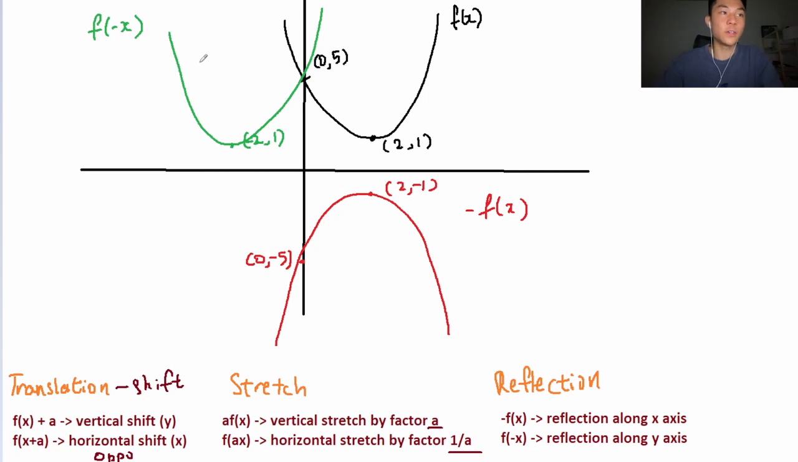As you can see, we're flipping the graph horizontally. But again, we need to phrase it academically. So we would say that it's a reflection along the y-axis.